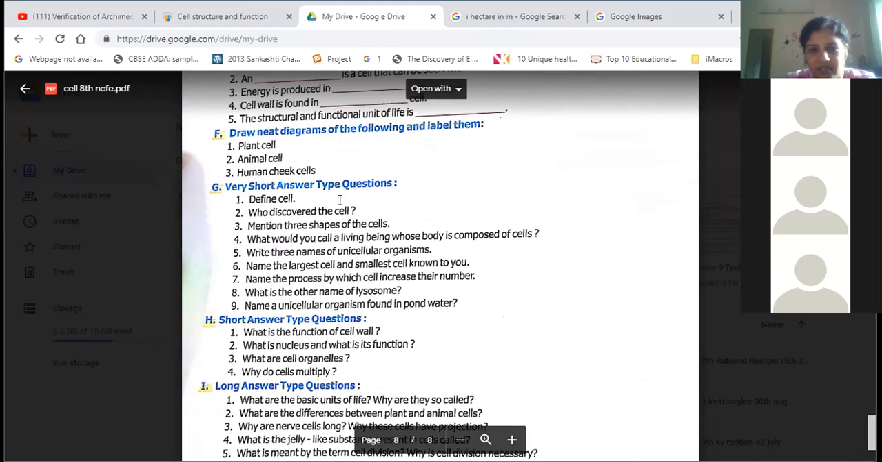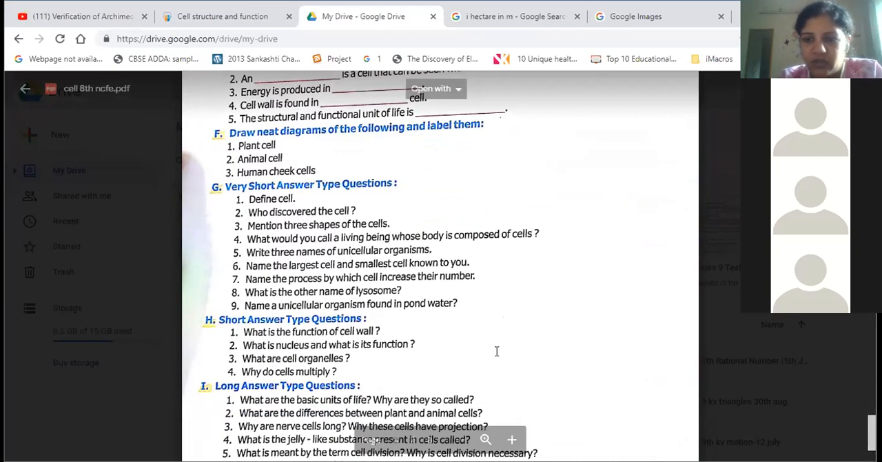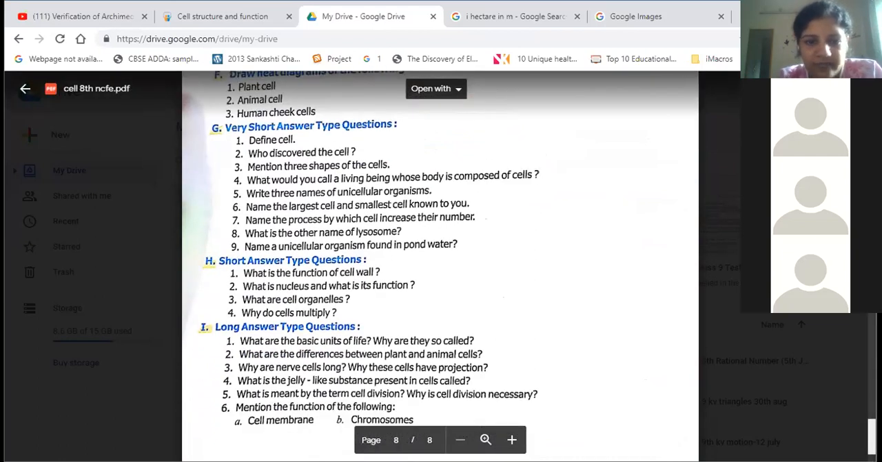Define cell. Now write down these answers. Now I will give you these answers. We will see more MCQ questions. Here, read the questions and check which question you can't answer.